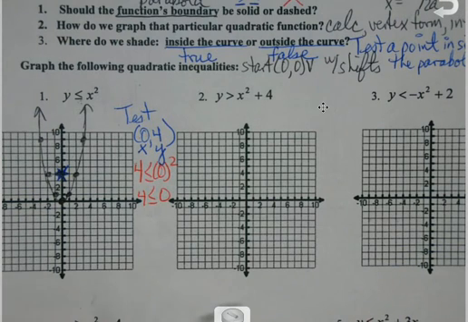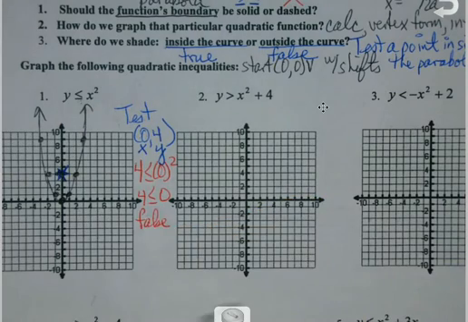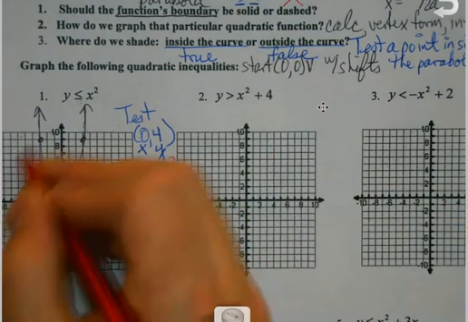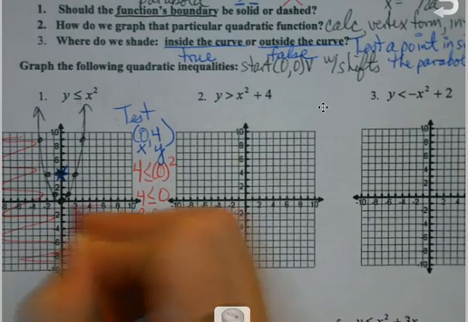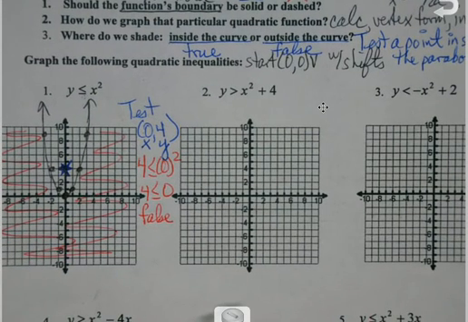No. No. Okay, that's false. So since that's false, I'm going to shade outside of the curve. And just a scribble is good. It doesn't have to be neat like you're coloring a picture or anything, as long as I can tell that you're shading. I've got to have the shading in there though.